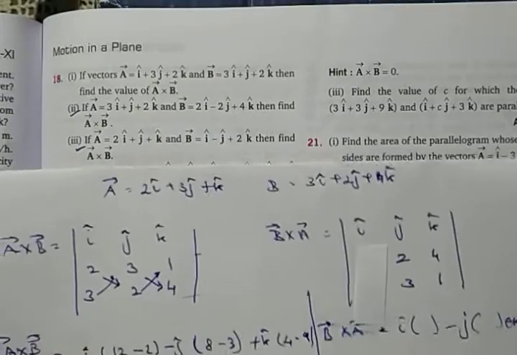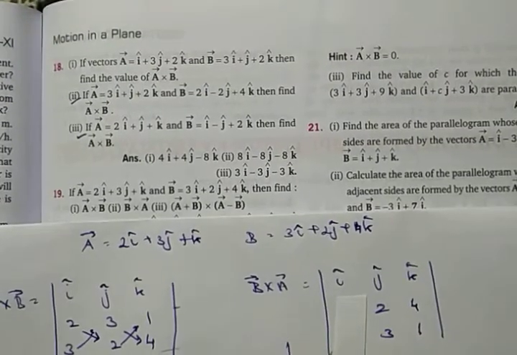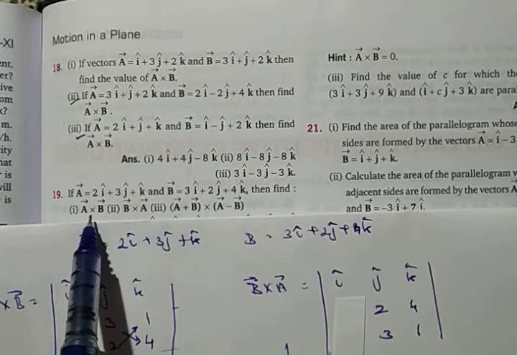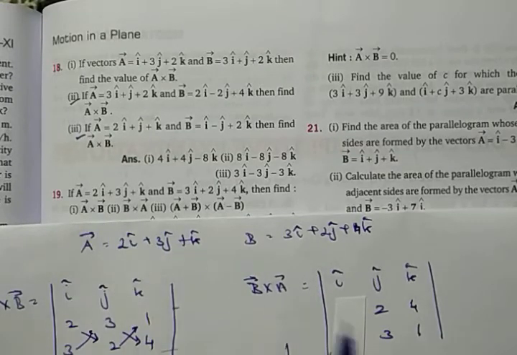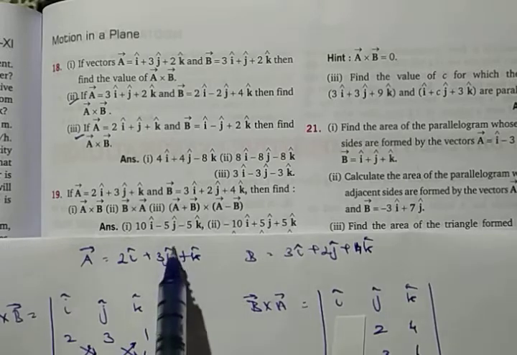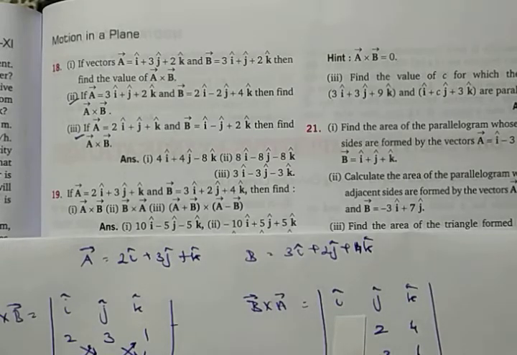Now what is asked is, after you find out these two things, A cross B and B cross A, you will be able to get the answer. The first answer I have already got, and the second answer you will also be able to get from this one over here. So you can do it yourself.